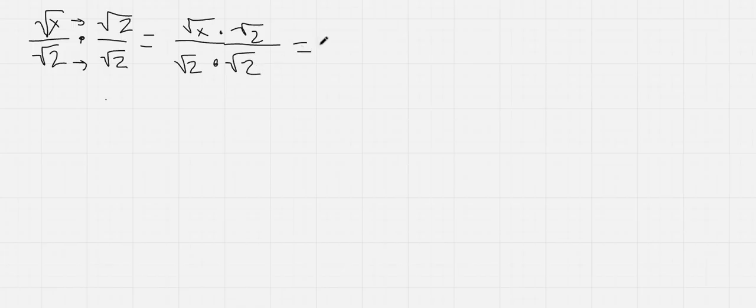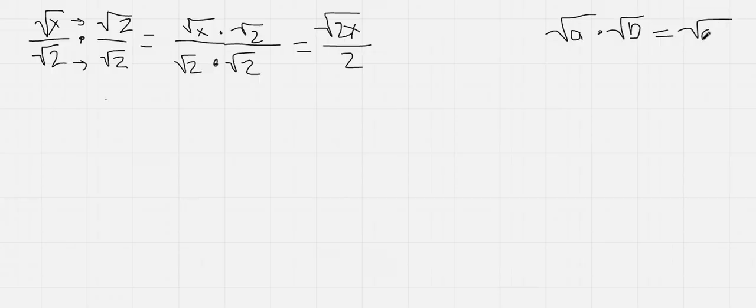Which is equal to the square root of 2x over just 2. Because remember our properties of multiplying radical expressions: if the square root of a is a real number and the square root of b is a real number, then the square root of a times the square root of b is equal to the square root of a times b.